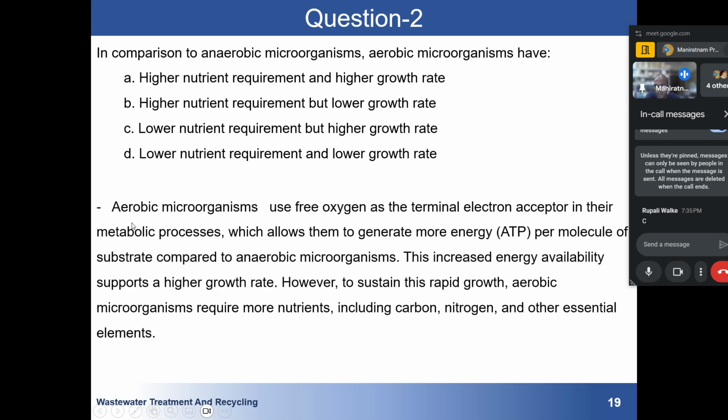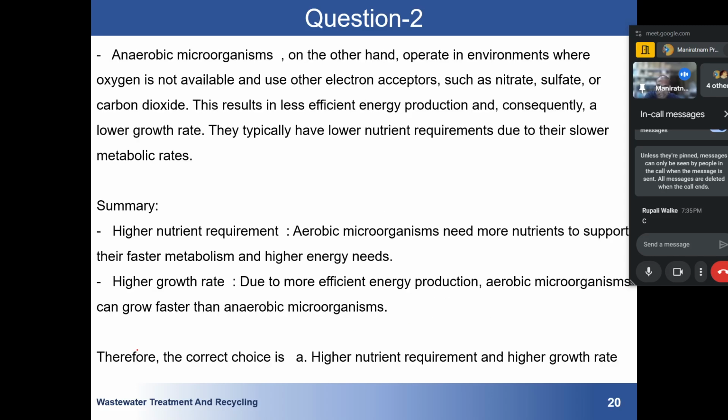See the definition of aerobic microorganisms: they use free oxygen as the terminal electron acceptor in their metabolism, and they generate more energy, ATP, per molecule of substrate compared to anaerobic microorganisms. The answer to this question lies in this whole process, how much ATP and all these things are being produced. This increased energy availability supports a higher growth rate. However, to sustain this rapid growth, aerobes require more nutrients, including carbon, nitrogen, and other essentials.